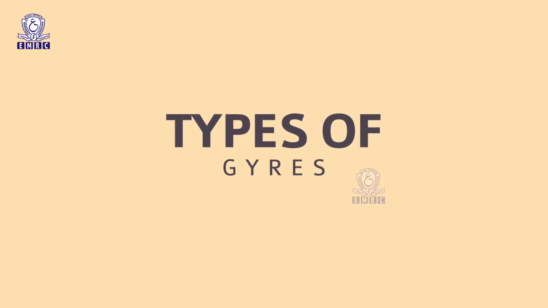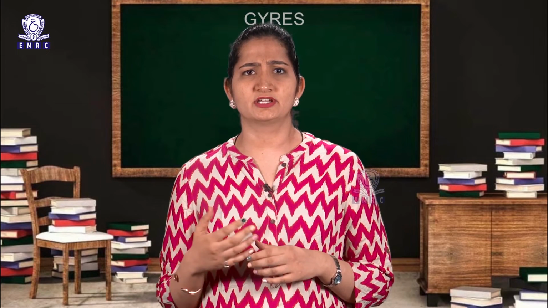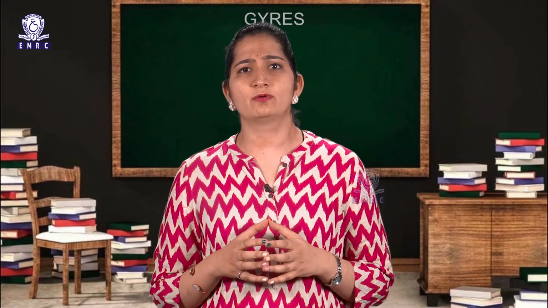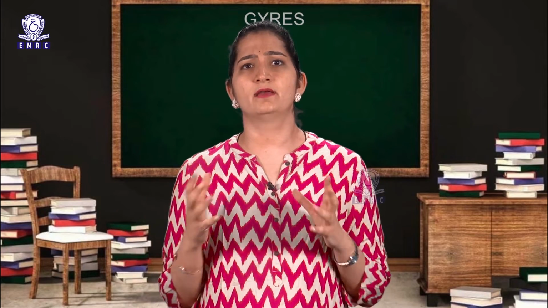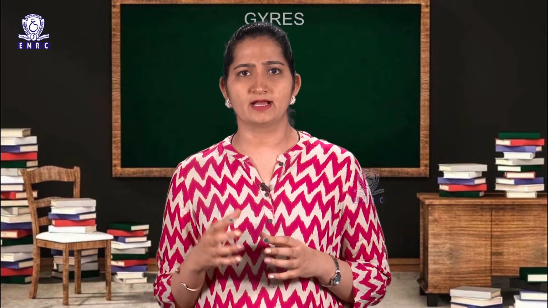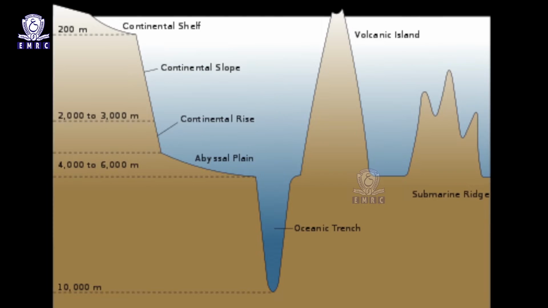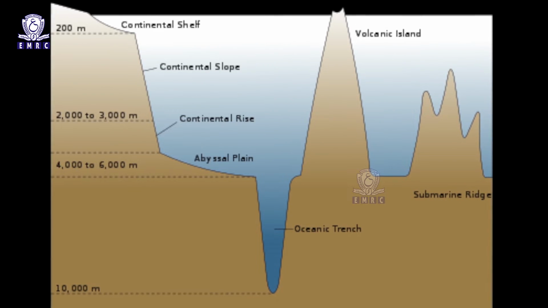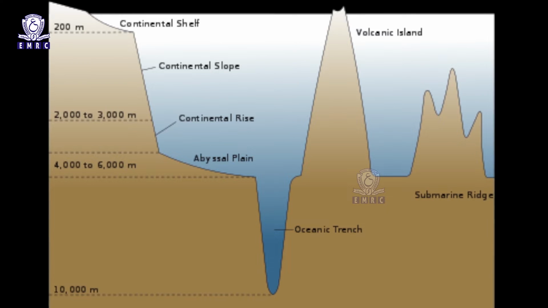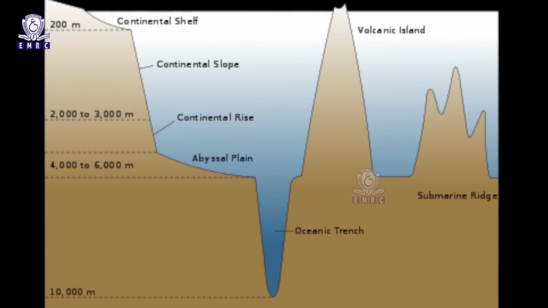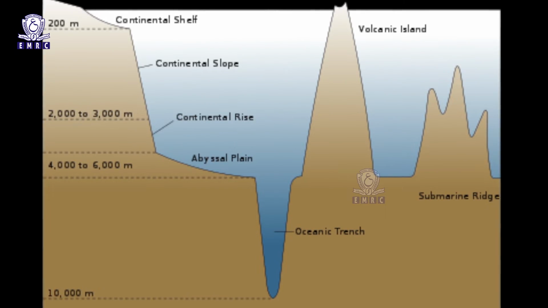Types of gyres. Gyres are of various kinds such as subtropical gyres, subpolar gyres, and recirculation gyres. Subtropical gyres are found in all the world's oceans at mid-latitudes. Subpolar gyres have opposite circulation and are found poleward of the subtropical gyres. Recirculation gyres are flows associated with major ocean currents and consist of water that recirculates in a closed pattern around most of the ocean basin.